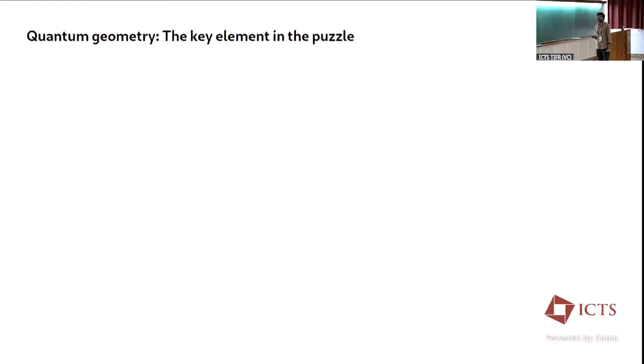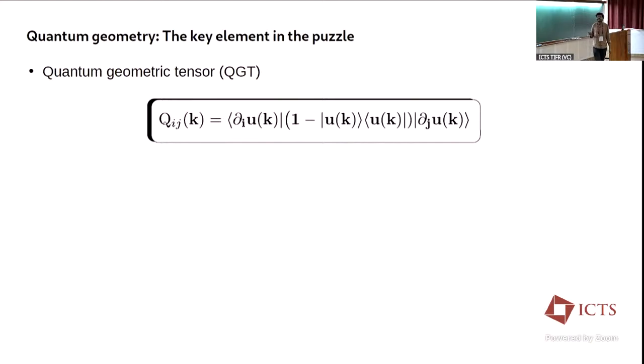A very brief introduction to the kind of quantum geometry that is relevant for us here: this is one of the fundamental quantities in understanding quantum geometry in Bloch bands. It is called the quantum geometric tensor. Of course, I guess most of you are already familiar with that. It essentially characterizes the parallel transport of Bloch wave functions, or the Bloch bundle in that sense.